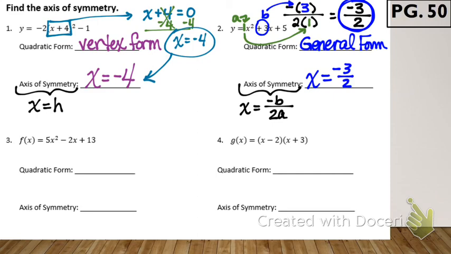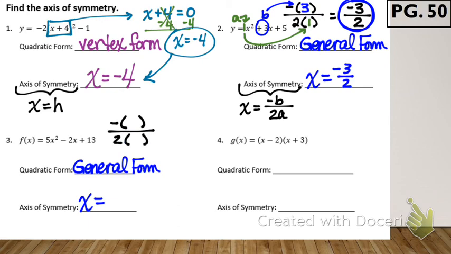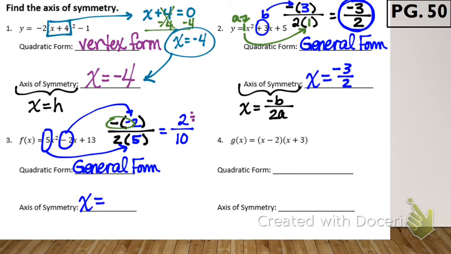What form is number 3 in? General form. So I need to do negative b divided by 2 times a. What are we putting in for b? Negative 2. That's correct. The negative and the negative right here will become a positive 2 over 10, because we're going to grab this 5. Yes, we can. So 1/5, because I can take a 2 out of both of those, and I get 1/5. So x equals 1 over 5.